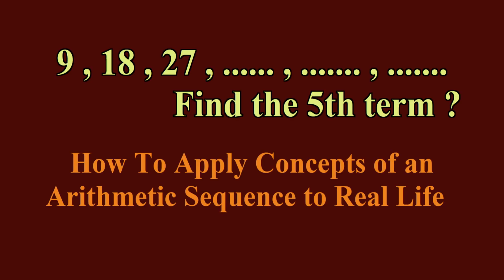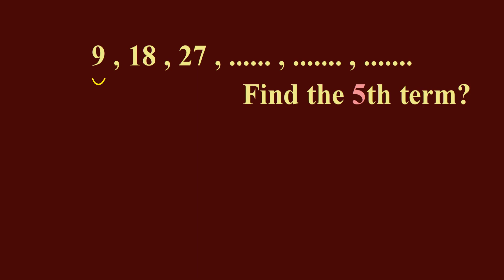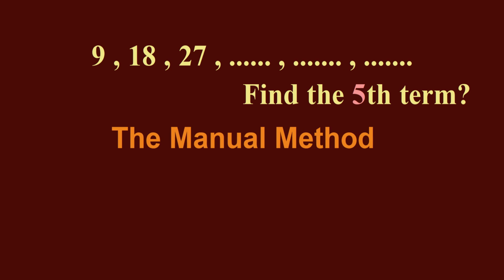In this exciting episode, we have this sequence 9, 18, 27, and our goal is to get the 5th term. Today I am showing you two methods to solve this problem. The first method is called the manual method. This method is perfect for short arithmetic sequences.